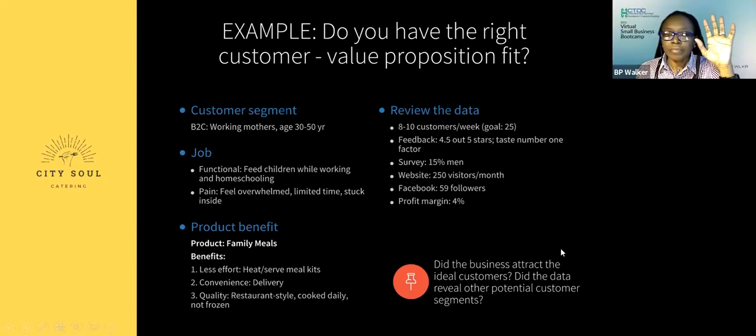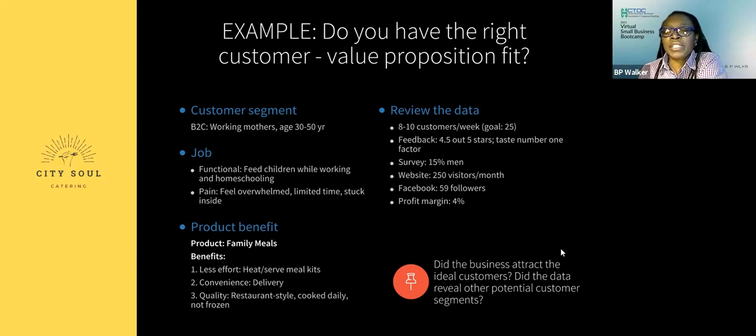So that was the business information of what we wrote in our old mapping plan. Now we had to look at the data at the same time. Our data show, we went through our company records, we had 8 to 10 customers per week, but we're supposed to have 25 by this time in the business development. The feedback is we got 4 out of 5 stars. And the major driving force is that there were positive reviews on the taste.